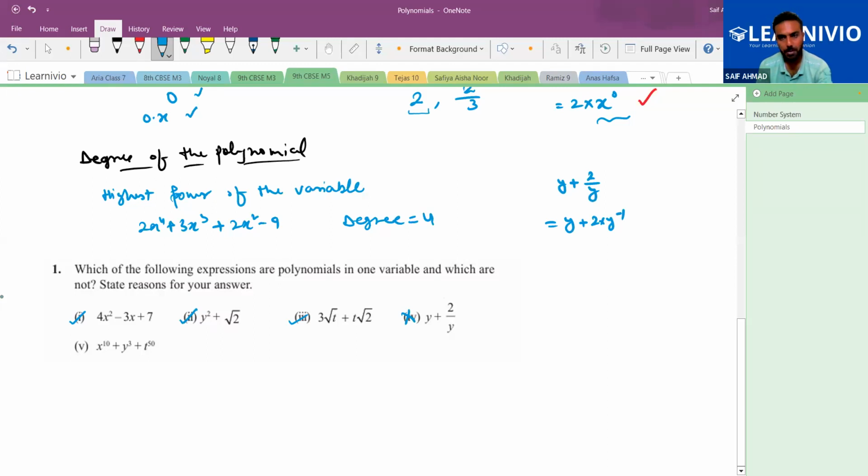Muhammad Ali, is the fifth one a polynomial in one variable? No, this is a polynomial, but this is not a polynomial in one variable. There are three variables here. Understood?